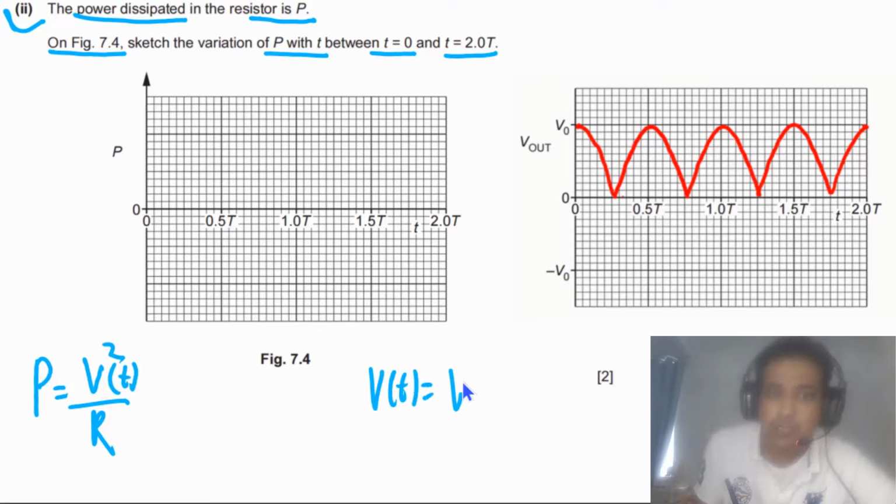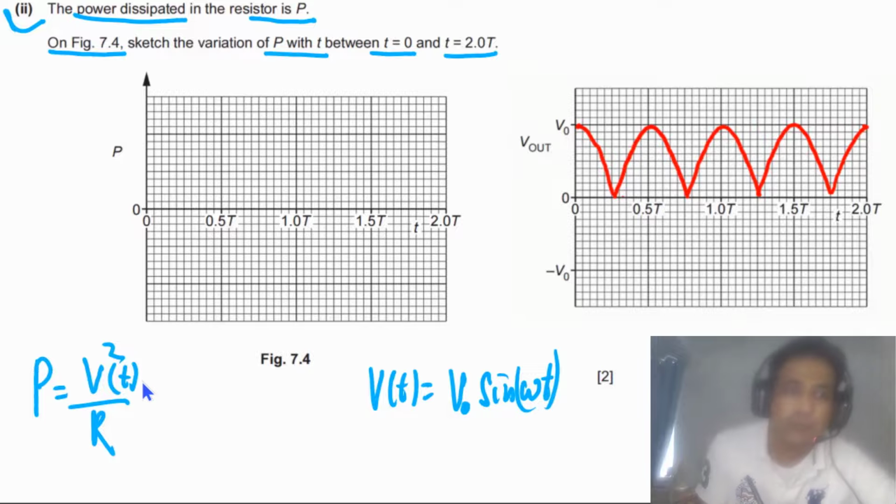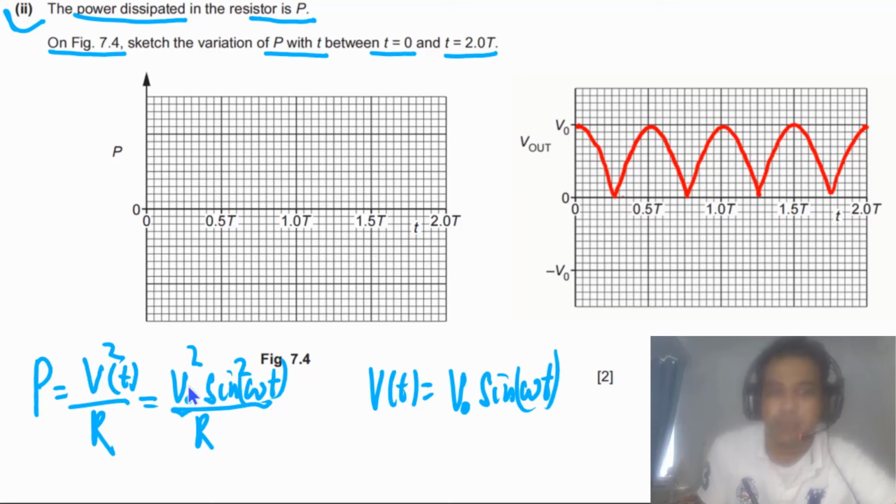But we understand V as a function of time is equal to V naught, meaning the maximum value of voltage, times sine of omega t. So the V squared here we can write down as V naught squared sine squared omega t divided by capital R. In this case, V naught is constant and R is constant, so the shape of the graph has to follow sine squared omega t.